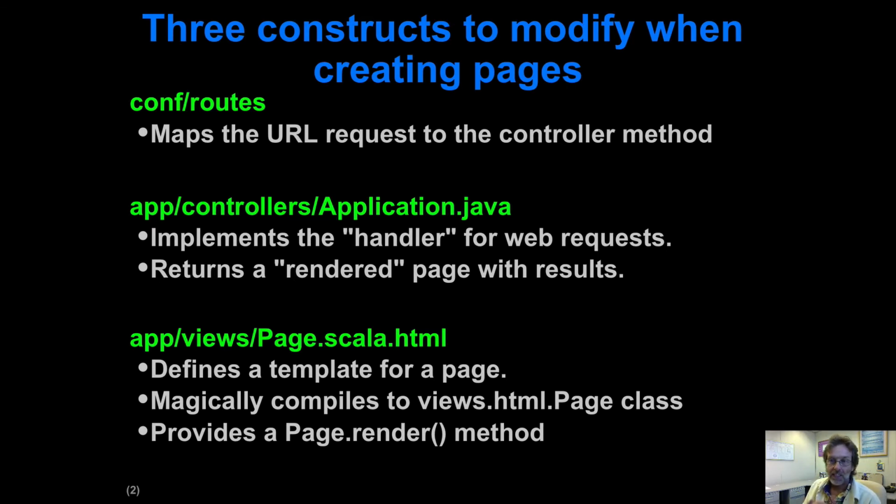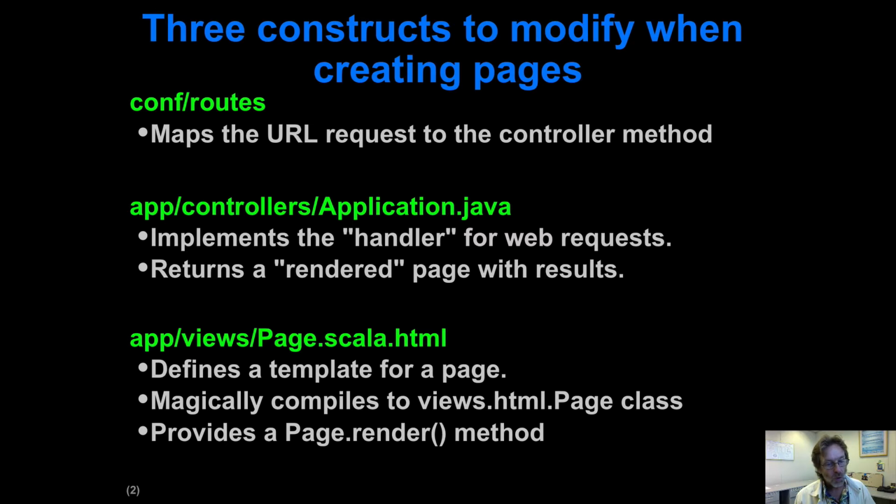The second piece of it is this controller method itself. So in the app controllers package, there's a class which by convention is called Application.java, and it implements handlers for web requests, which turn out to be basically static methods of this Application class. And so you're going to invoke one of these things. Your routes file is going to say which of these methods are going to be invoked. These methods are going to do stuff. They might access the database or do whatever they're going to want to do, but at the end of the day, what they're generally going to always do is return a quote-unquote rendered page, which is going to be provided some results to display. Now, what are these rendered pages?